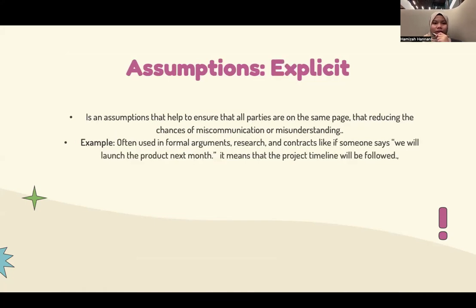Explicit assumptions serve to ensure that all parties are on the same page, reducing the chances of miscommunication or misunderstanding. As an example, they are often used in formal arguments, like in work settings, research, and contracts. Like if someone says, "Okay, let's review the project next week or next month," it means that the project timeline will be followed. So we review by next month.